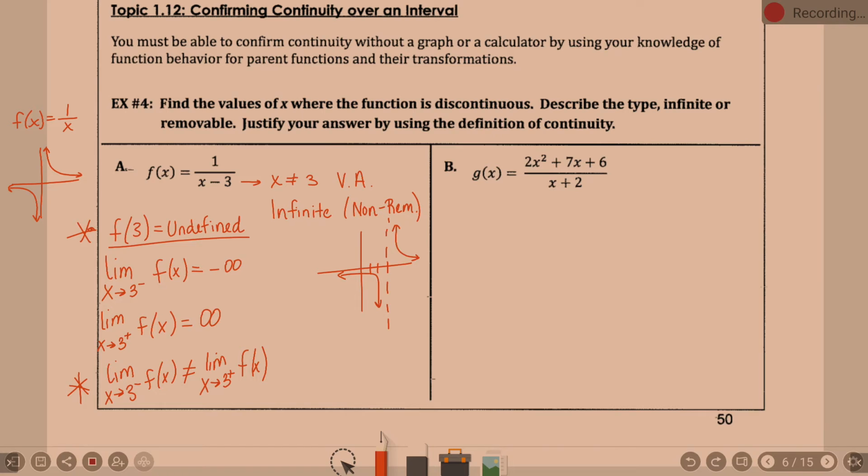Okay. You ready for B? Looks like a horizontal asymptote to be here. It looks like the greatest integer function.